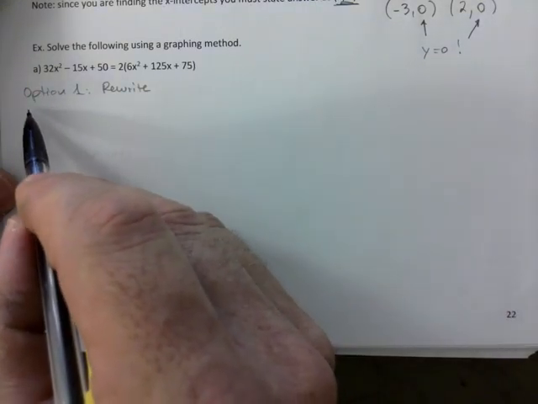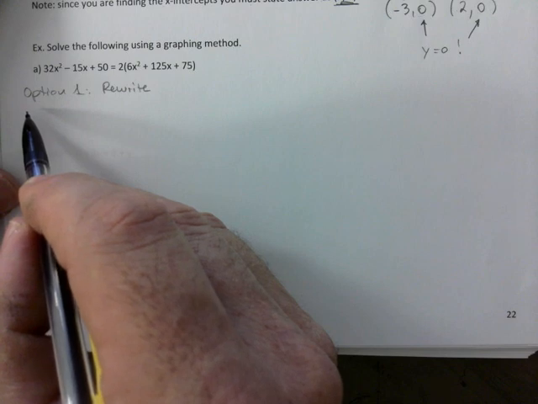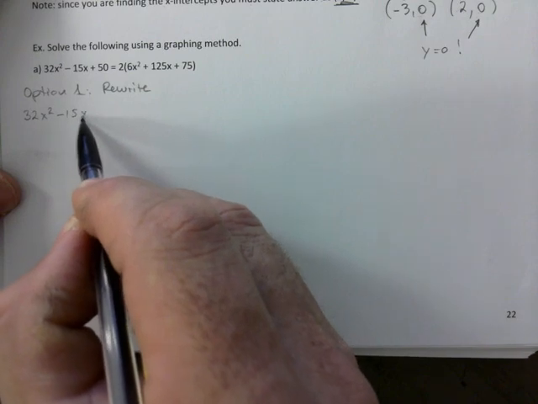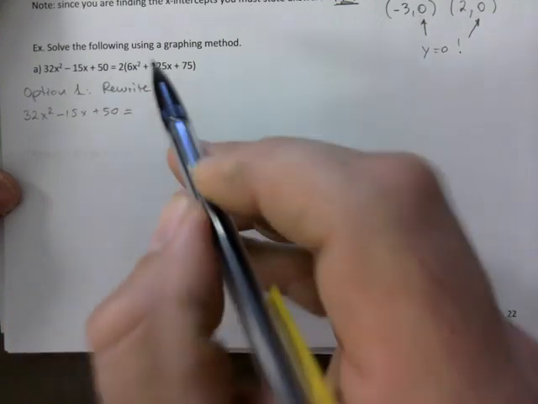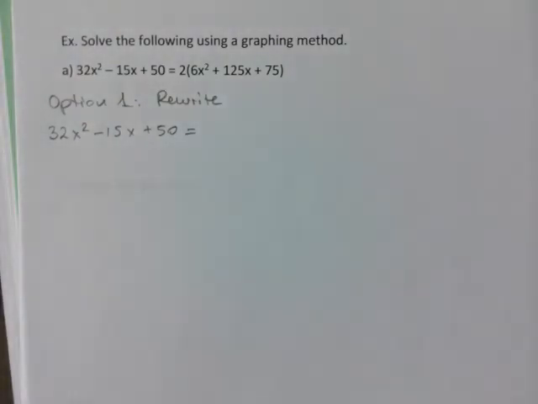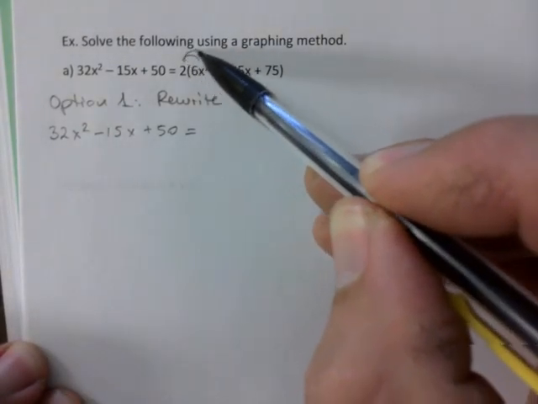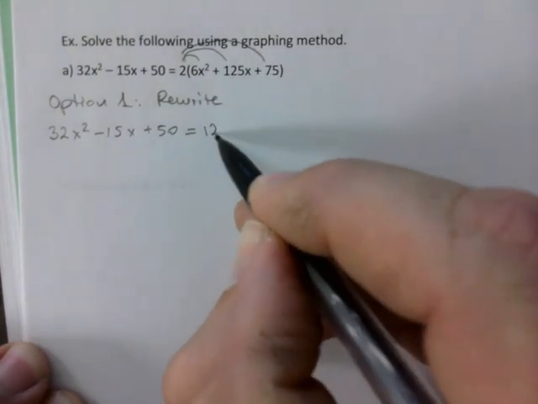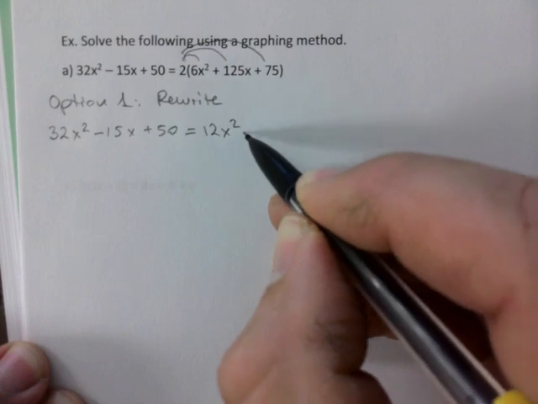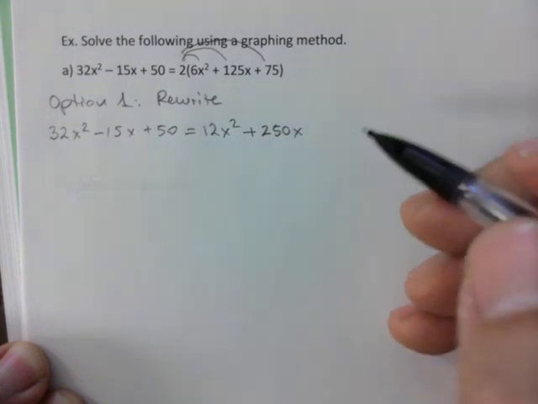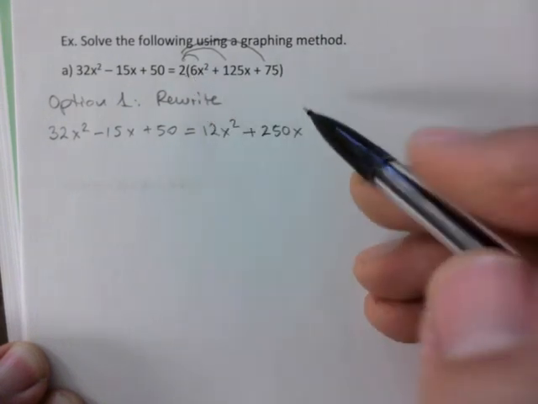So we need to do a little bit of cleanup here. Watch what I'm going to do. 32x squared minus 15x plus 50. I can't touch anything on this side yet because I need to FOIL it out. I'm going to zoom into that part here. There we go. So I'm going to multiply the 2 out throughout the whole thing. That ends up being 12x squared plus 2 times 125 is 250x. 2 times 75 is 150.